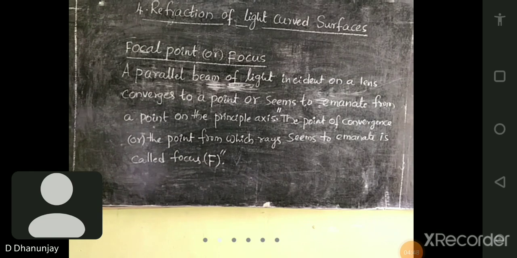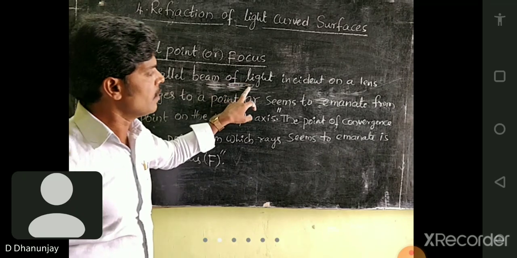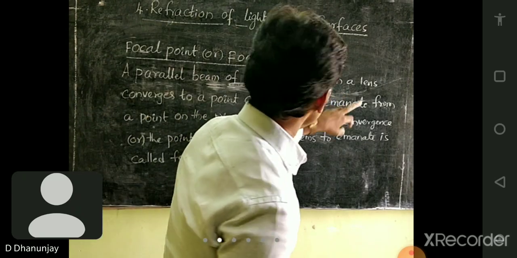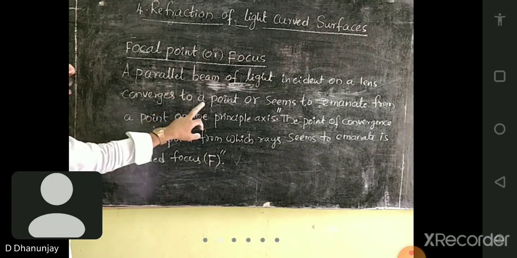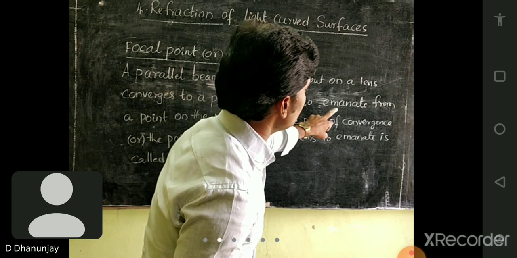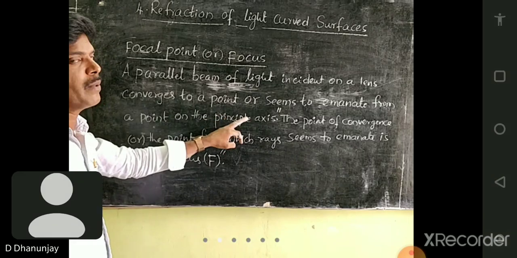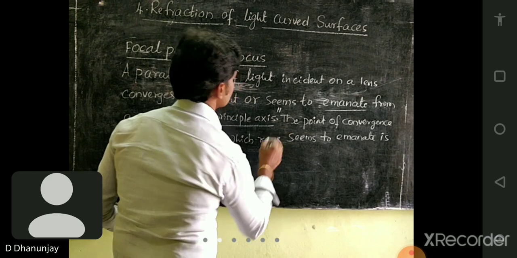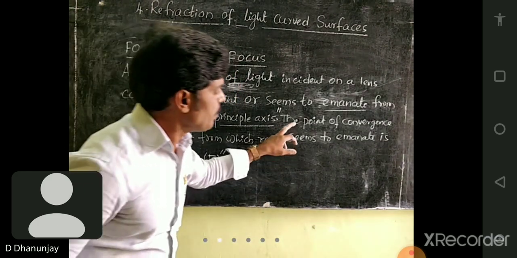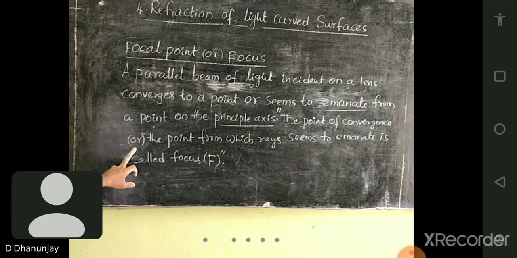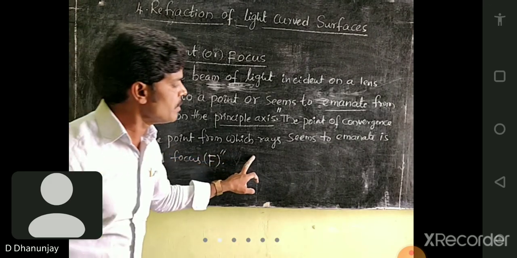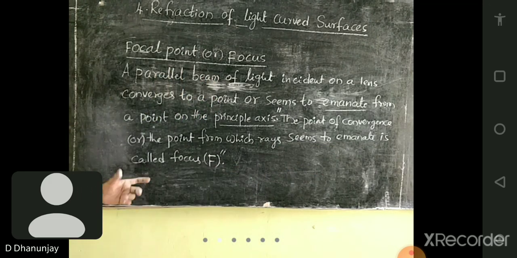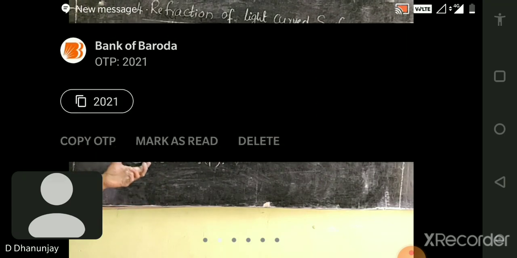And the next point is focal point or focus. It is denoted by capital F. A parallel beam of light incident on a lens converges to a point or seems to emanate from a point on the principal axis. The definition, if you want to write, is: the point of convergence or the point from which rays seem to emanate is called focus. It is denoted by capital F.